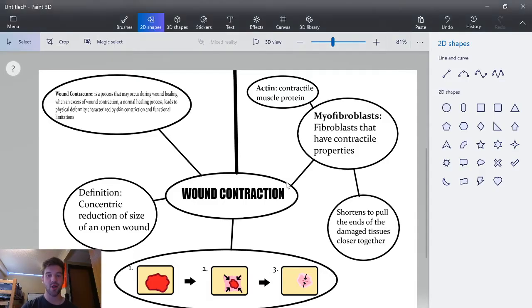All right, so let's get started. Wound contraction, the next step of the inflammatory response. I was actually assigned wound contractor, but I was not sure which one to actually do, whether it be wound contraction or wound contracture. So we're just going to go over both.